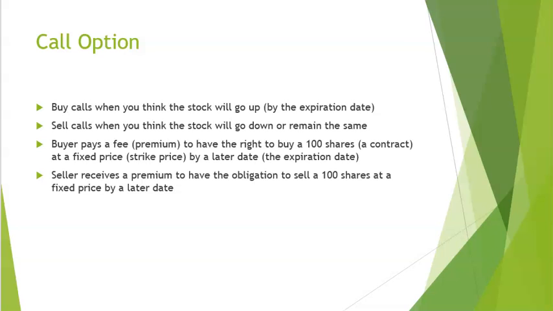A seller of a call option is on the other side of the equation. The seller receives a premium to have the obligation to sell 100 shares at a fixed price by a later date. The seller of call options wants the price of the stock to remain the same or go down so that the option expires worthless and the seller gets to keep the premium paid by the buyer.